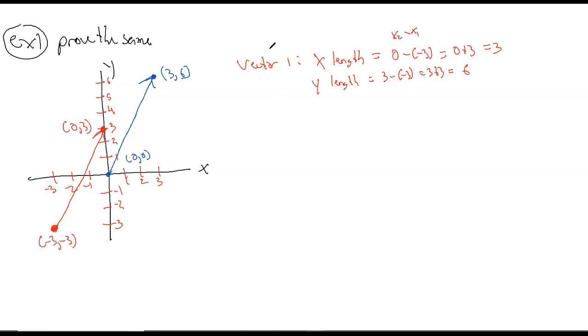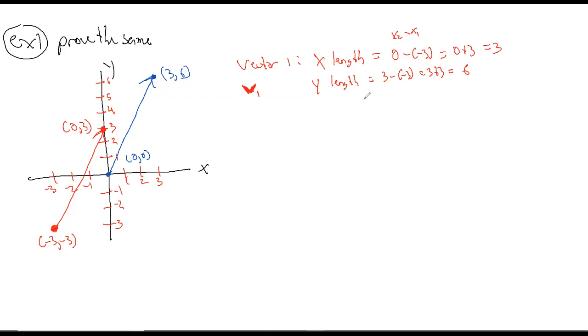So instead of writing vector 1, let's denote that with the bold. I'll use the bold this time, and then I'll give it a little 1. So this is vector 1's information. It has an x length of 3 and a y length of 6. So it went right 3 and up 6.